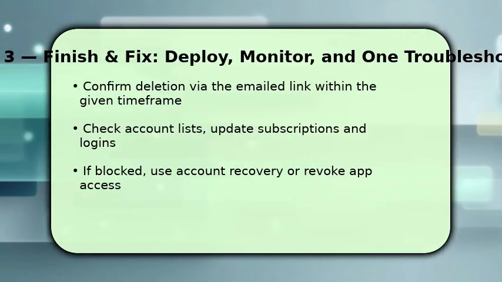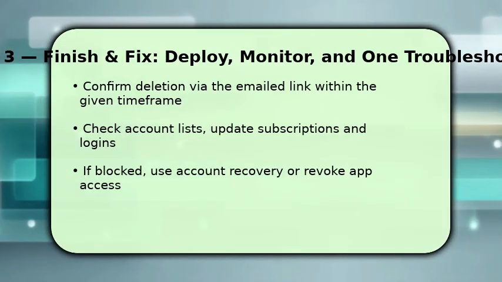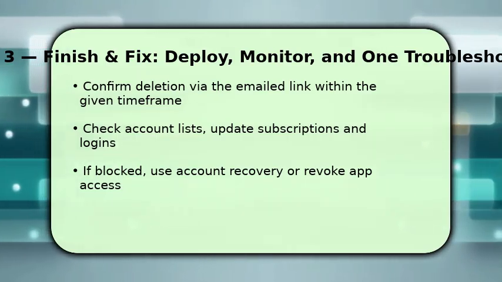If something goes wrong, if you can't access confirmation or deletion is blocked, use Google's account recovery flow, check two-step settings, or revoke third-party app access. If needed, wait 24 to 72 hours and retry authentication steps to resolve temporary blocks.